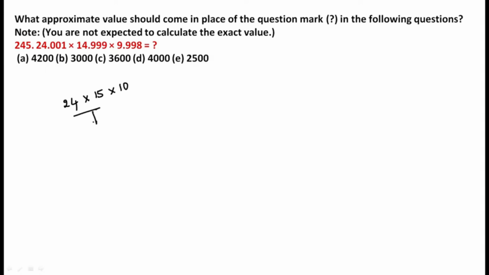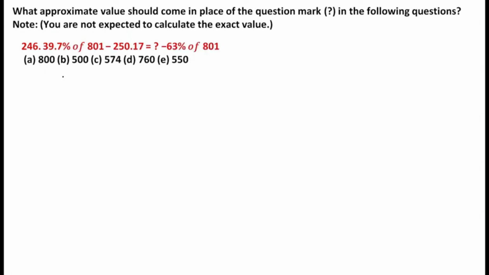Now 24 into 15, you already know that 24 tens are 240, 24 fives are 120. Now the total value is equal to 360 into 10, which is equal to 3600. If you know the pattern, guys, you can calculate the value. Now again, you just calculate the approximation.